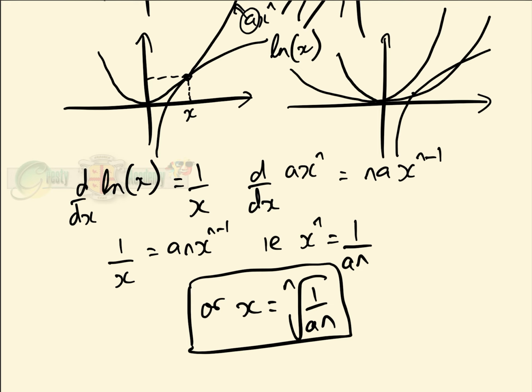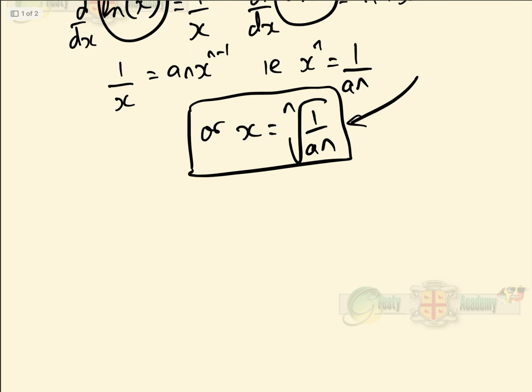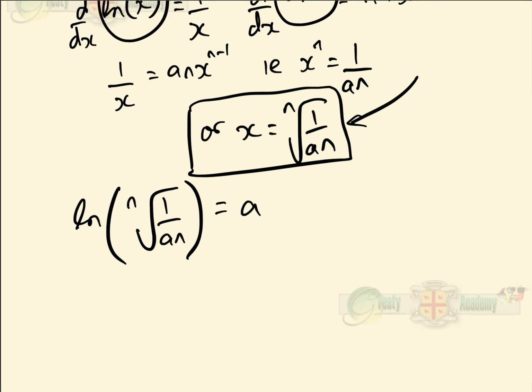And now what we need to do is plug that point into log x and ax to the n and find out when the y values are also the same. Okay, so let's do that. So log of the nth root of 1 over a to the n equals a times the nth root of 1 over a to the n, to the power of n.